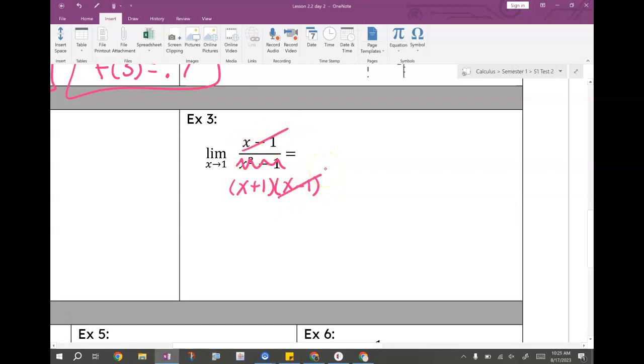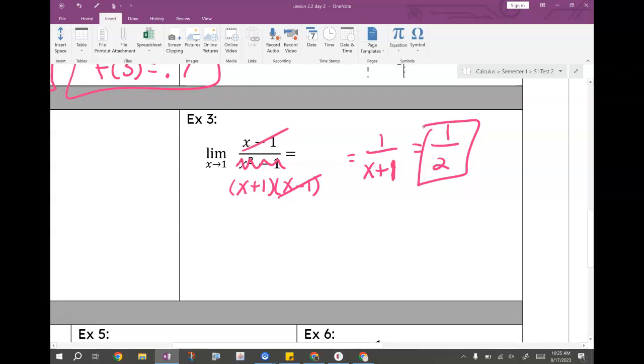So the x minus 1s are going to cancel, and that leaves you with 1 over x plus 1. Can we plug 1 into that one? Yes, we can. So 1 over 2. And if you did bring up that graph from yesterday, you would notice that it did have a limit at 1/2. You just had an open circle there, because the function didn't exist there. Okay? Make sense?